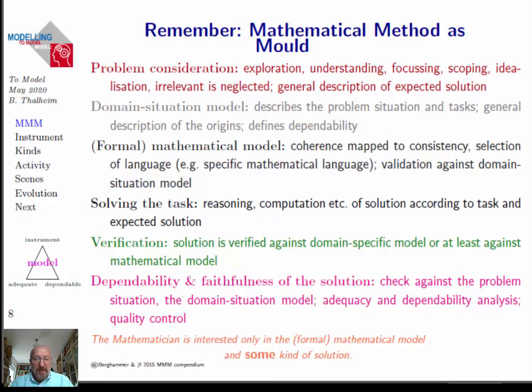The mathematical method as a mold is mainly concerned with some kind of problem. It uses a domain situation model. It uses a formal mathematical model, solves the task, verifies it, and of course is based on dependability and faithfulness. The mathematician, however, is not interested at all in what kind of problems are considered. It is mainly the topic of handling the model for a problem solution.